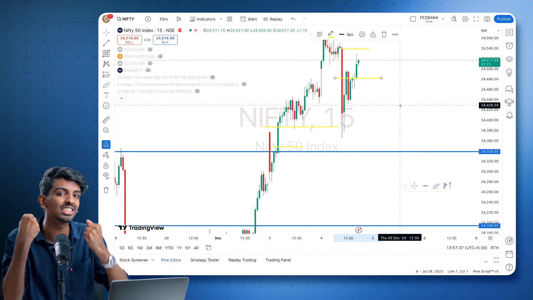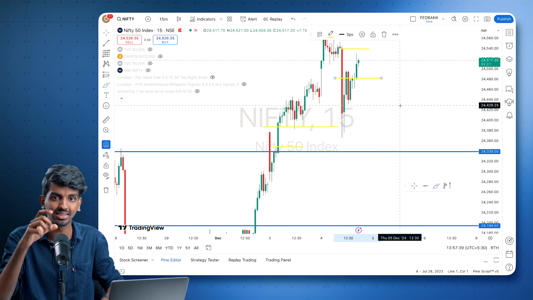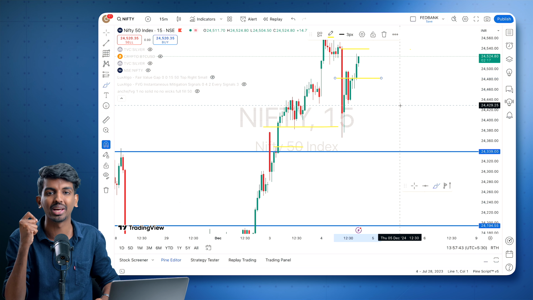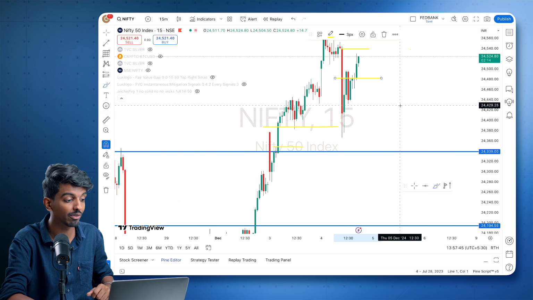And if the price reaches back to that zone, there is a high chance that fair value will be respected and the price will move back from there. Okay, so that is what a fair value zone is.